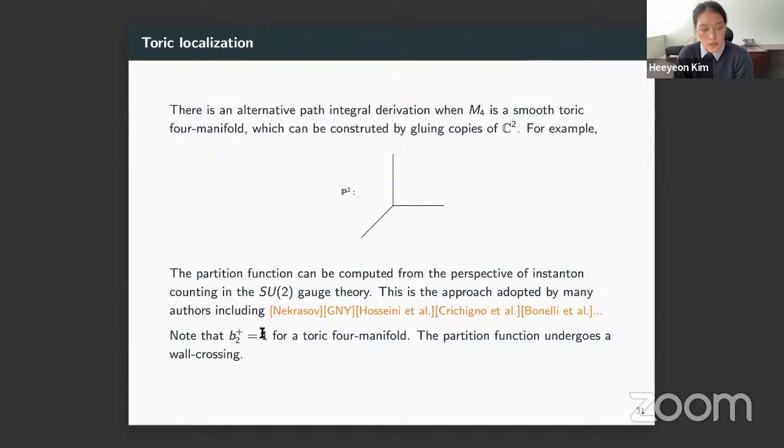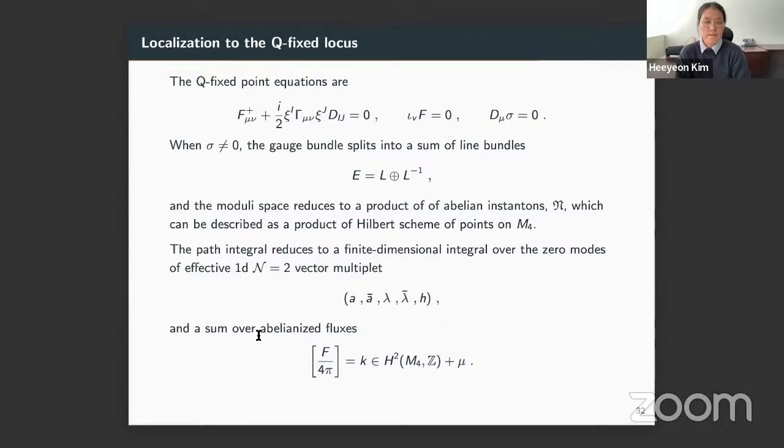And what's interesting is that for the toric manifold, we always have b2+ equal to 1. So therefore, the partition function can undergo wall-crossing. The Q-fixed point equations for this SU(2) gauge theory can be written in the following way. And when sigma is non-zero, you can argue from this equation here that the gauge bundle splits into the sum of line bundles, and the moduli space in fact reduces to the product of abelian instanton moduli spaces N, which can be described in terms of a product of the Hilbert scheme of points on M4.